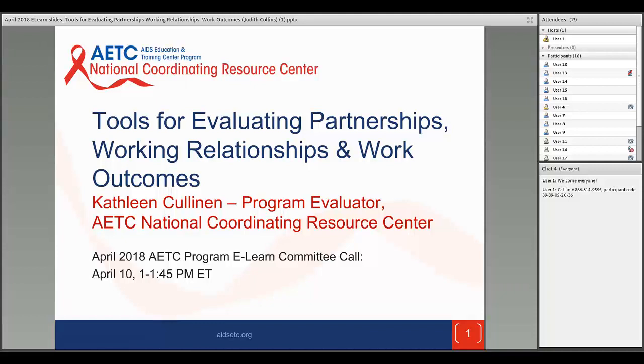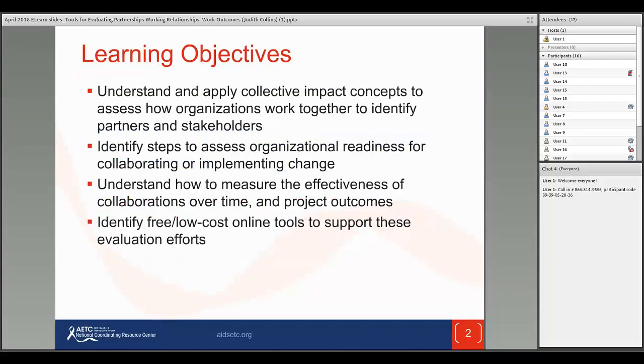We're lucky to have Kathleen on board as our in-house evaluator, and she has really helped us to drill down and assess some of our work plan activities. We are currently utilizing a program called the Partner Tool, which she has introduced to us, and she'll briefly review that with you here today. But the purpose of this call is not only to introduce the tools, but also to help you assess the efficacy of your working relationships and project outcomes, and to understand and apply the concepts, strategies, and steps to identify how organizations work together and how to assess organizational readiness for collaborating before measuring your outcomes.